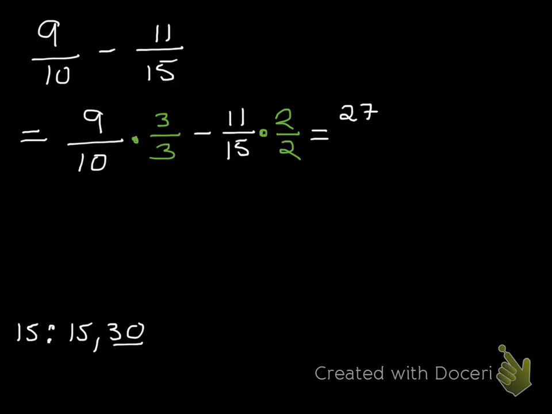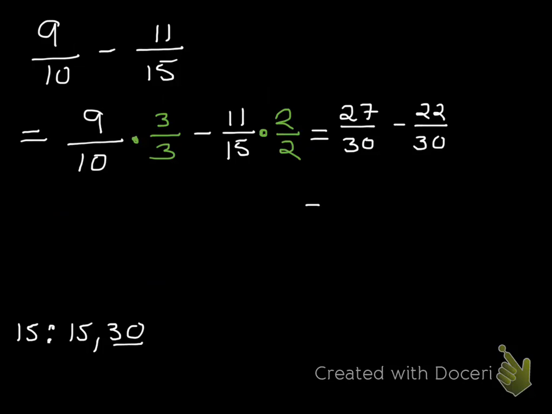So we have 27 over 30 minus 22 over 30 after we did that multiplication. Now you must resist the temptation to reduce here, because you see 22 over 30, they're both even, and 27 over 30 are both divisible by 3. If we reduce here, then we go backwards and we get to the beginning of the problem instead of the end.